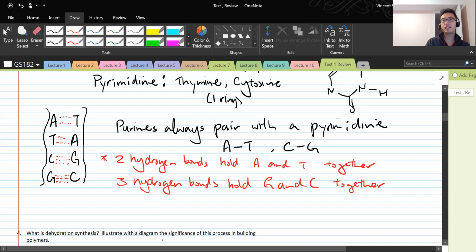So it is easier to pull apart a DNA that has a lot of A and T's in it compared to something that has a lot of G and C. Easier to pull apart because 2 bonds is weaker than 3 bonds, right? That's going to be important for something we'll learn later.